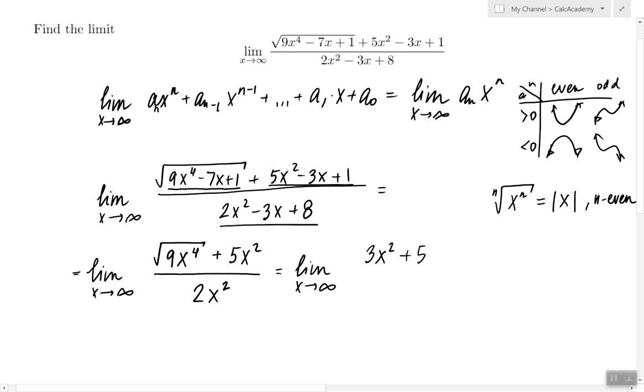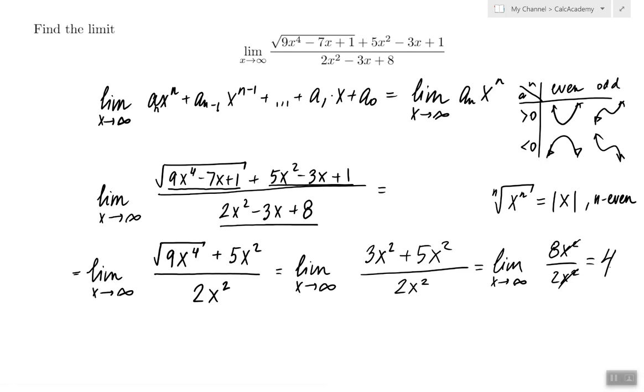So back to the problem, finding the square root of 9x to the 4th leads to this expression, and now we can just finish it by combining the like terms in the numerator and then reducing the fraction and finally getting the final answer. So the limit of this function that consists of polynomials and radicals is 4.